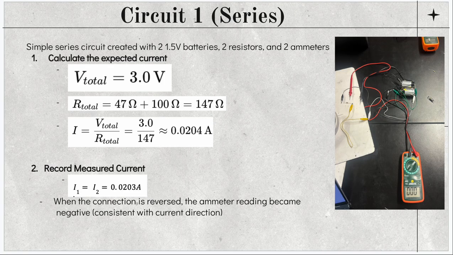Now looking at the first circuit we're creating, which is a series circuit, this simple series circuit is created using 2 1.5 volt batteries, 2 resistors, and 2 ammeters. First we calculated the expected current, which is given below. Then we recorded the measured current, and we can conclude that when the connection is reversed, the ammeter reading became negative, consistent with the current direction.